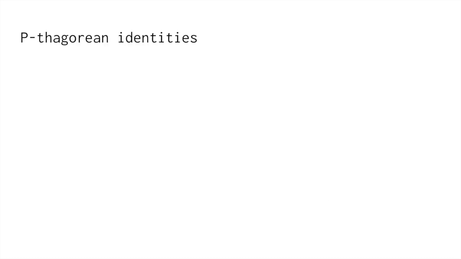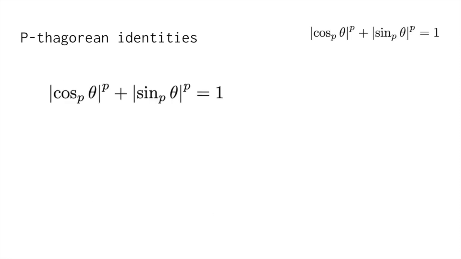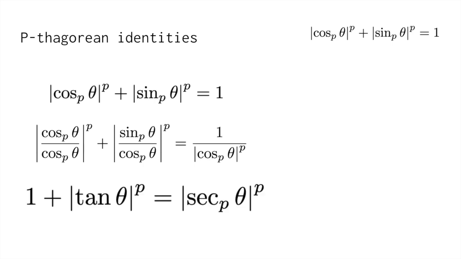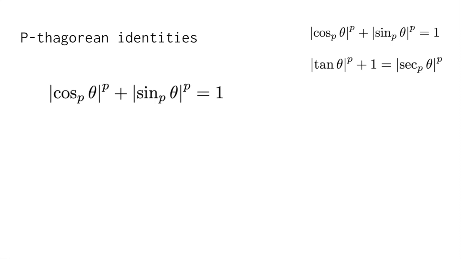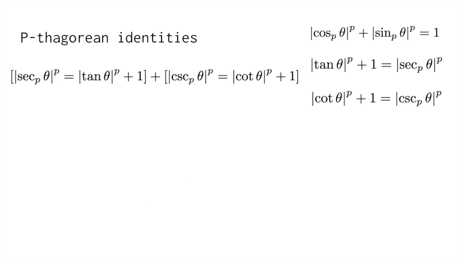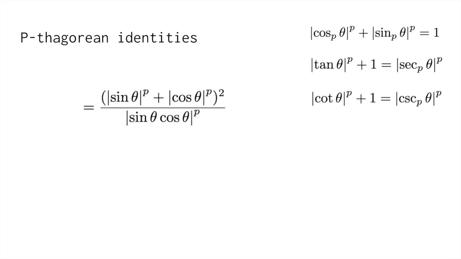Next, we have what I call the Pythagorean identities, which can be derived from the definition of hype. Then, dividing the first identity by the absolute value of cosine base p to the p, you get the second one. The third one using sine base p instead. The fourth Pythagorean identity can be derived by adding the second and third identity. Feel free to pause in order to see the whole derivation.